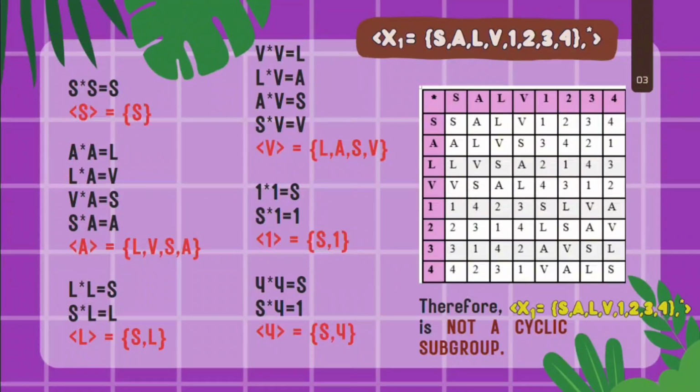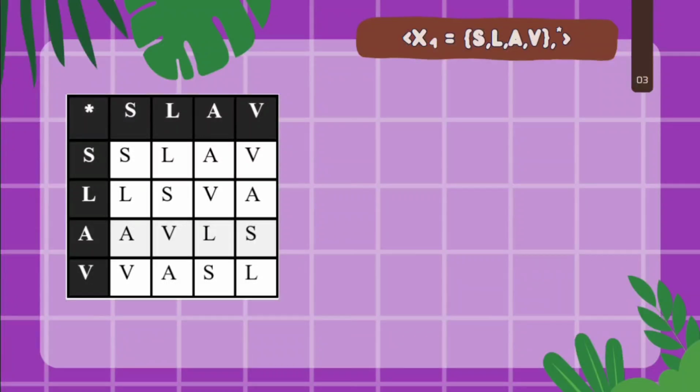Next, let's take X sub 4 with the elements S, L, A, and V. We are going to determine if it is a cyclic subgroup. Let's generate all the elements. Let's start with S again. S star S is equal to S, since S is not a generator. Next is the element L. L star L is equal to S, and S star L is equal to L. L is also not a generator.